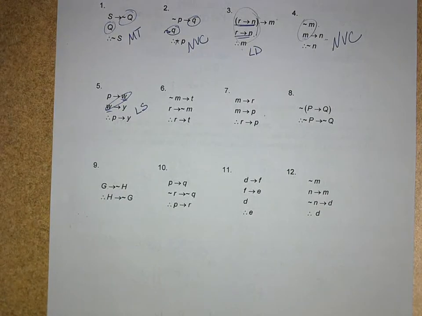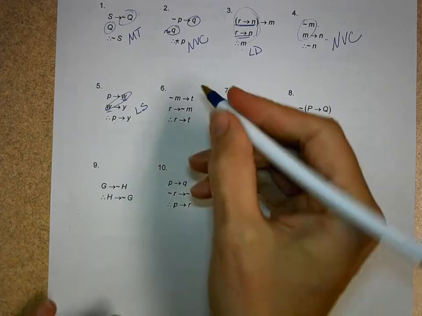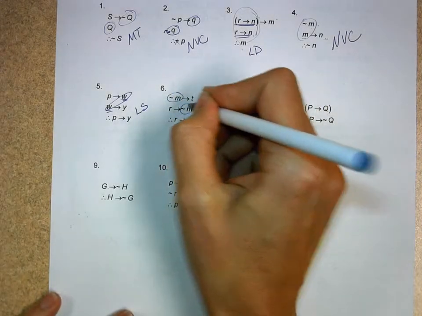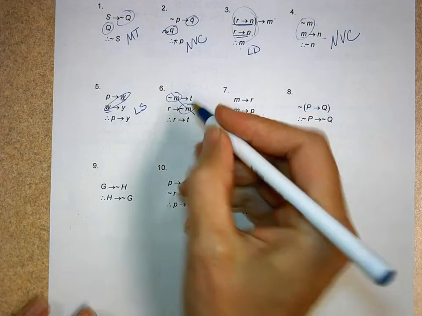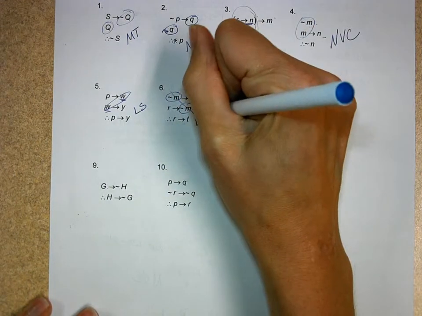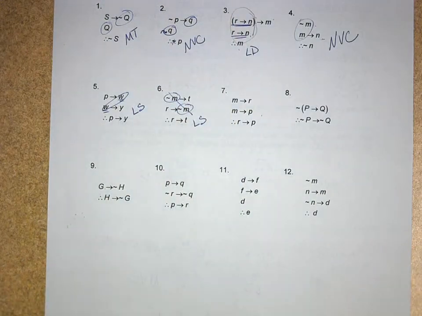Then I look at the next one. I have if not M, then T. If R, then not M. I still have two conditional statements. Notice hypothesis and conclusion that are being repeated. Remember, they simplify out, and I get if R, then T. That's law of syllogisms. So kind of cool.